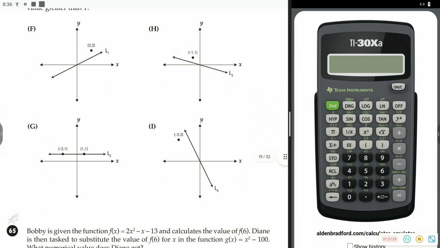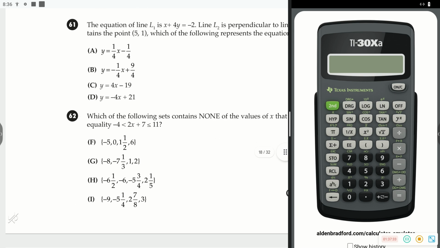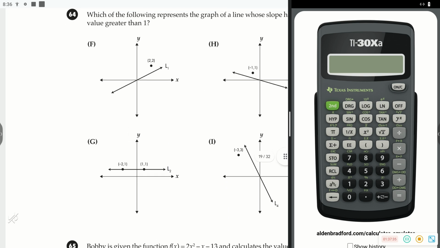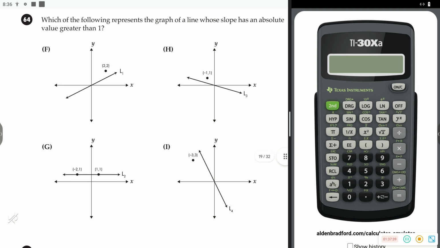Number 64. Oops, almost done. All right. Here we go. Which of the following represents a graph of a line whose slope has an absolute value greater than 1? So we're looking for a slope greater than 1.